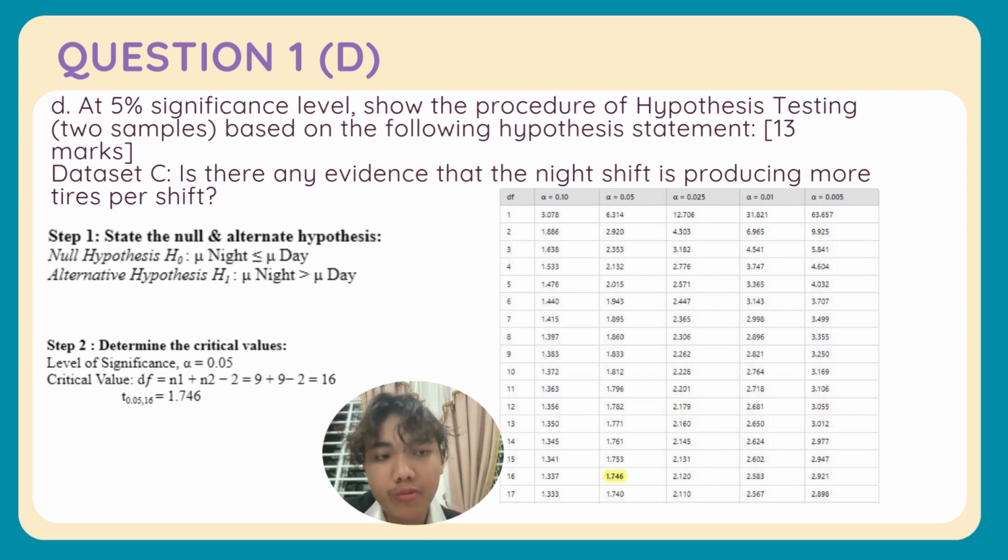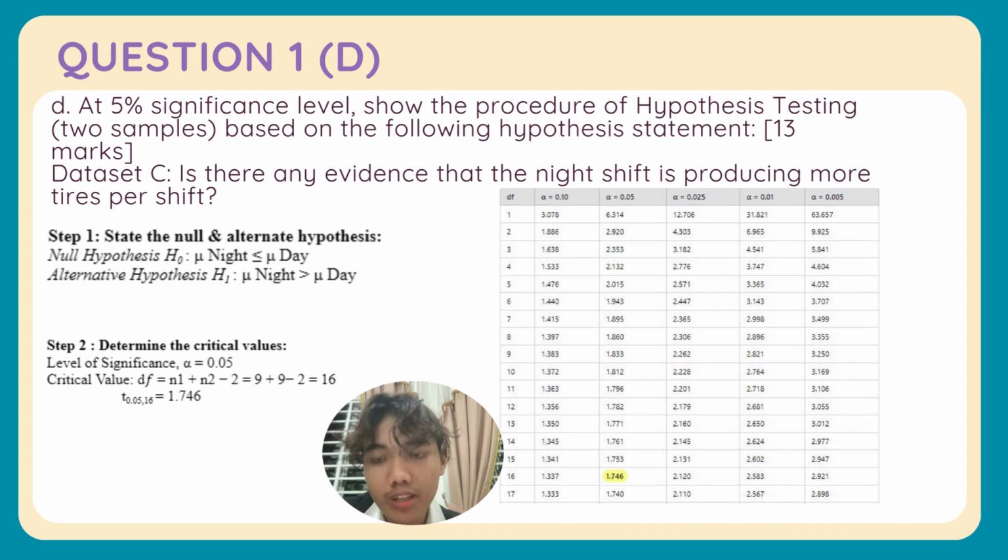A hypothesis is a statement about the value of a population parameter. We begin with the assumption that the null hypothesis is true, which may or may not be rejected. The alternate hypothesis is the opposite of the null hypothesis, a statement that is accepted if the data provide evidence that the null hypothesis is false. So for the null hypothesis, H0: night is less than or equal to day. Alternative hypothesis: night is more than day.